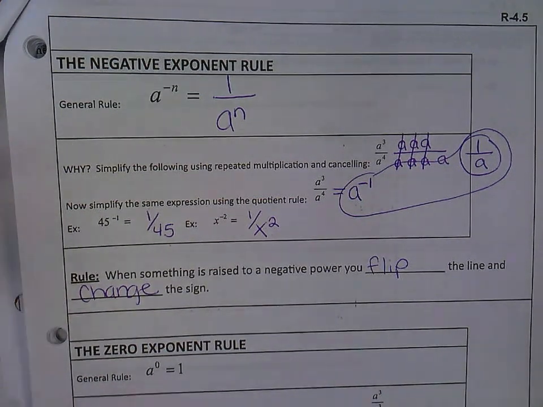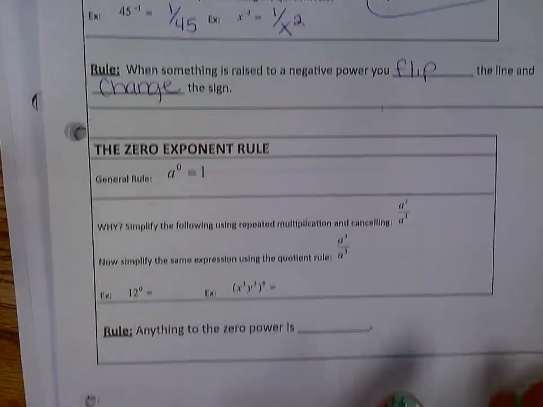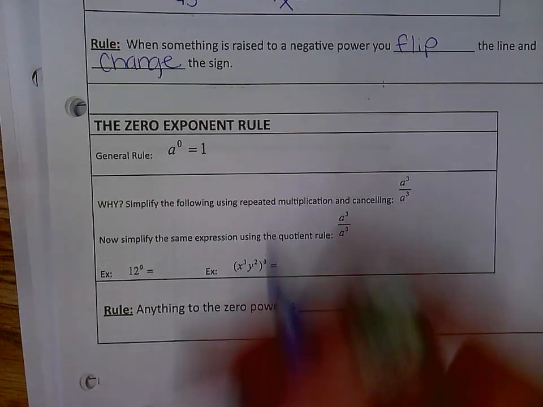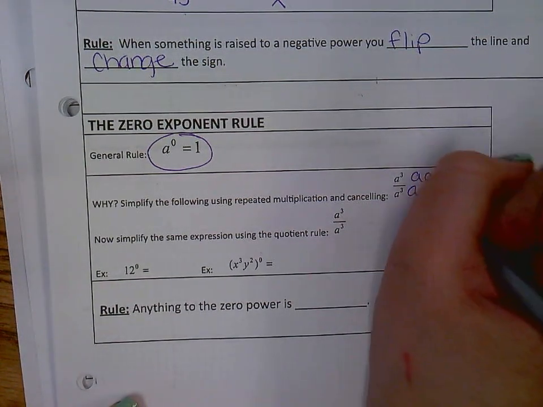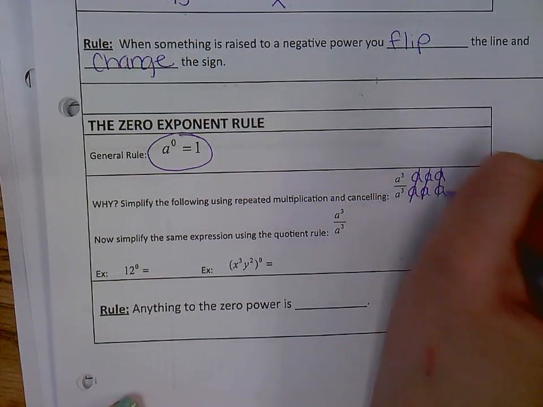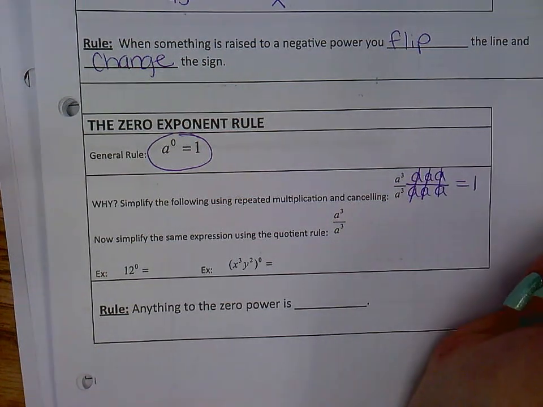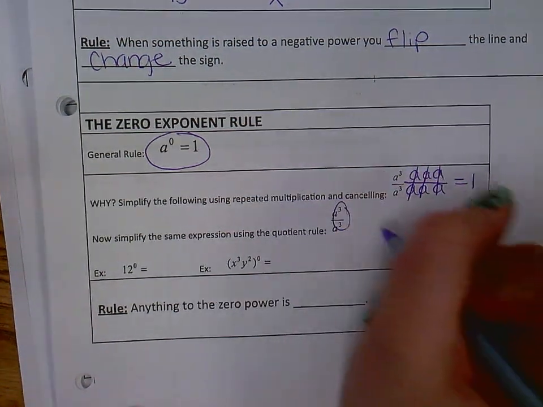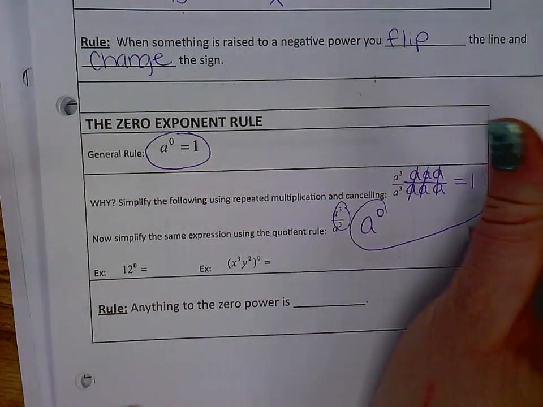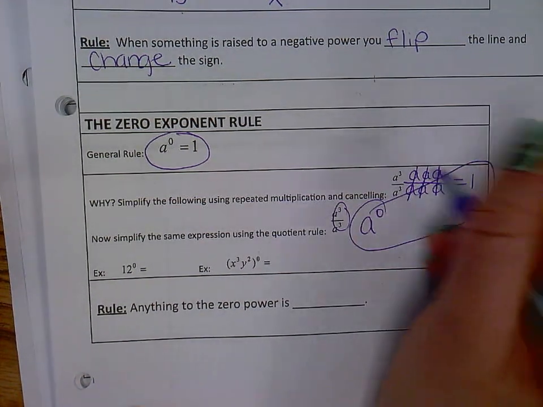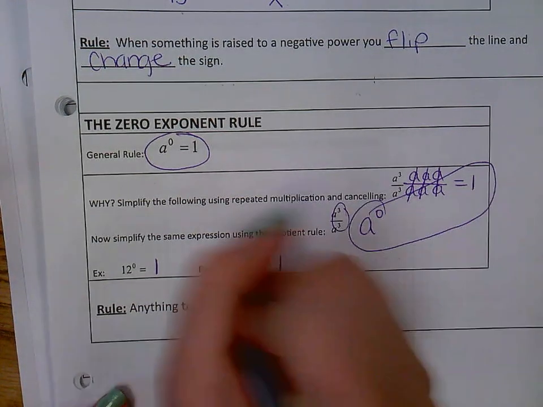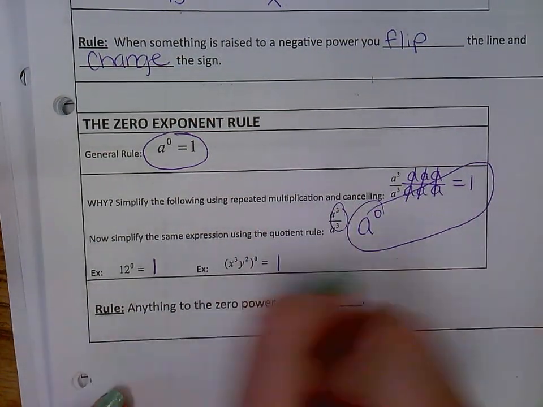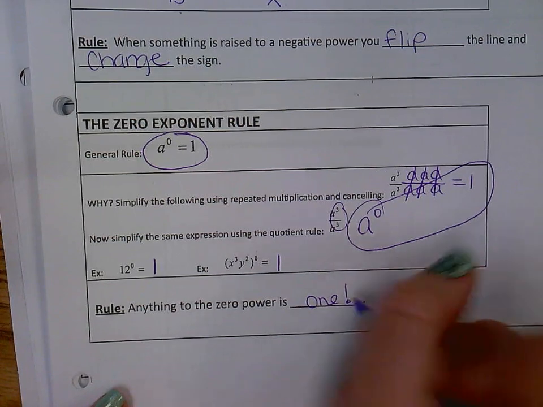And I'm going to write the 0 exponent rule so I know I finished this one. On this one, anything to the 0 power is 1. And I want to show you why. Because when I cancel my a's, everything cancels. And anything divided by itself is 1. And 3 minus 3 is 0. So it's showing that the 0 power is the same as canceling everything and getting 1. So 12 to the 0 power is 1. This thing to the 0 power is 1. And anything to the 0 power is 1. The end.